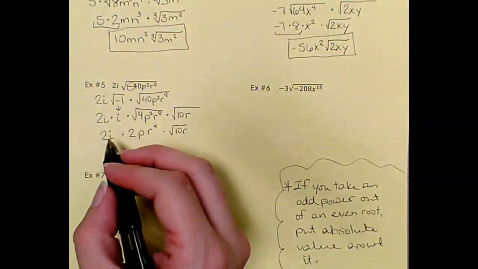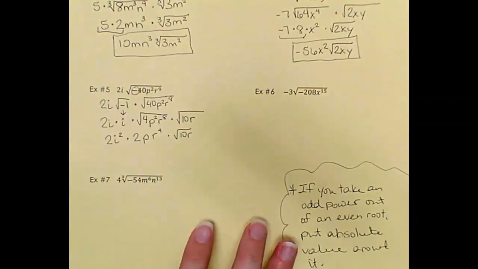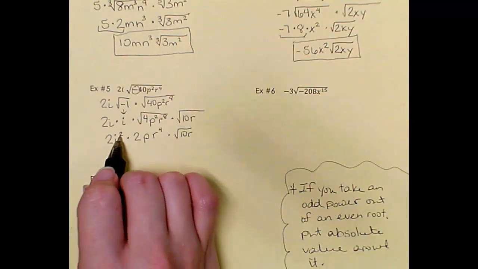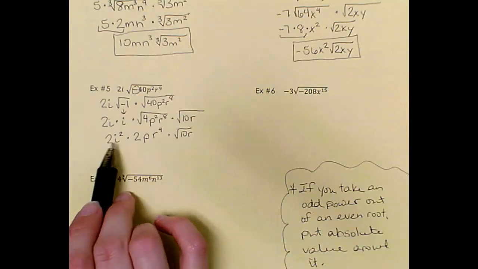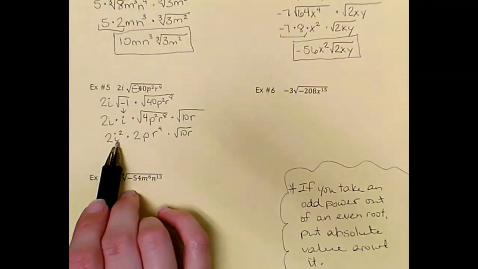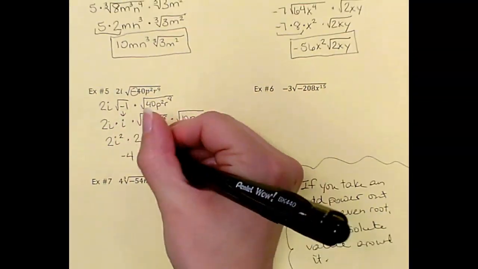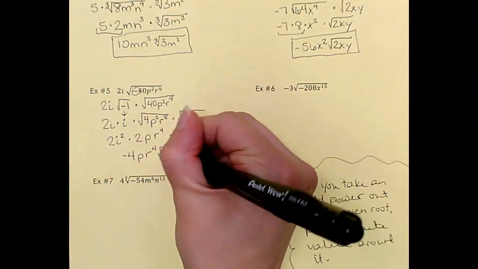By the way, oh, this should have been i squared. Maybe you caught that. Maybe you wanted to say, Miss Belsick, you forgot the squared. What is i squared? That's -1, right? So 2 times 2 is 4, times -1 is -4 p r to the power of 4, square root of 10r.